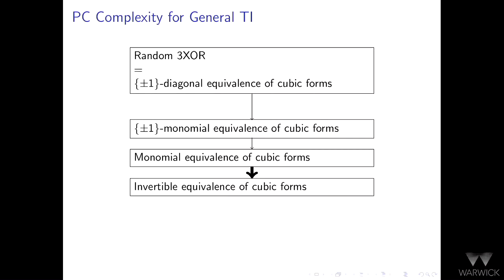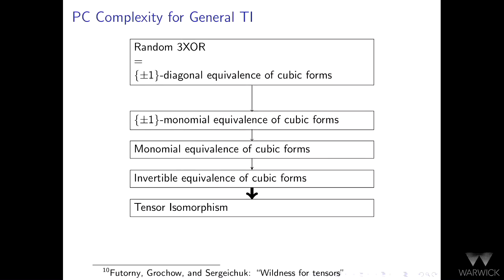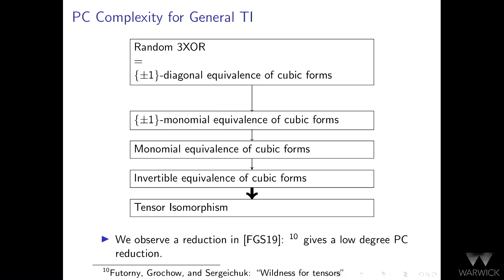So the next natural step is to remove the monomial constraint and change this to a constraint for general invertible matrices. And again, this is done by a gadget type reduction, and we show that this gadget also gives you a low degree PC reduction. Finally, we remove the constraint that the matrices have to be the same to obtain a general instance of tensor isomorphism. And we observe that a reduction due to Futorny, Grochow, and Sergeichuk from cubic form equivalence to tensor isomorphism actually gives you a low degree PC reduction as well.